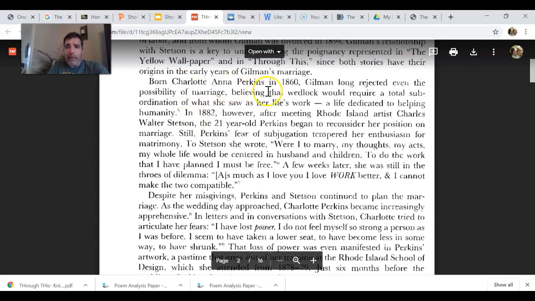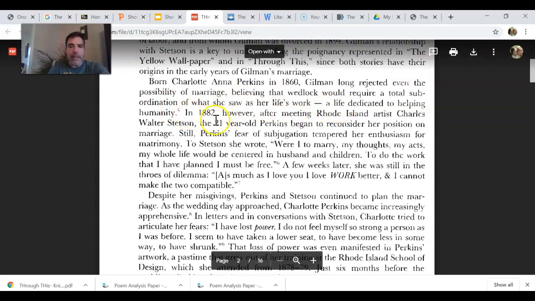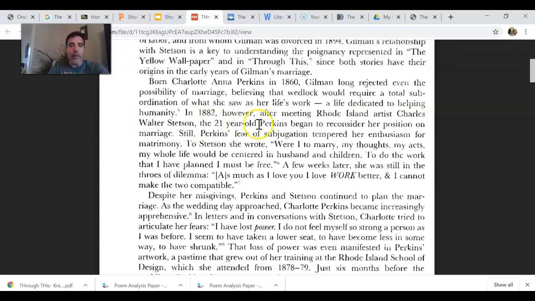Both Charlotte and Anna Perkins in 1860, Gilman long rejected even the possibility of marriage, believing that wedlock would require a total subordination of what she saw as her life's work, a life dedicated to helping humanity. In 1882, however, after meeting Rhode Island artist Charles Walter Stetson, the 21-year-old Perkins began to reconsider her position on marriage. Still, Perkins' fear of subjugation tempered her enthusiasm for matrimony. To Stetson she wrote, "Were I to marry, my thoughts, my acts, my whole life would be centered in husband and children. To do the work that I have planned, I must be free."